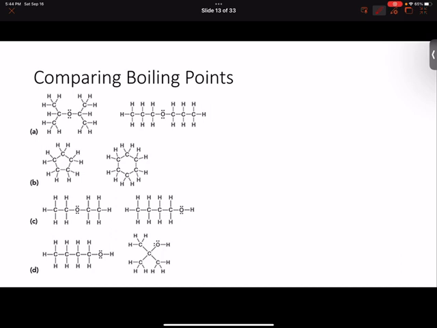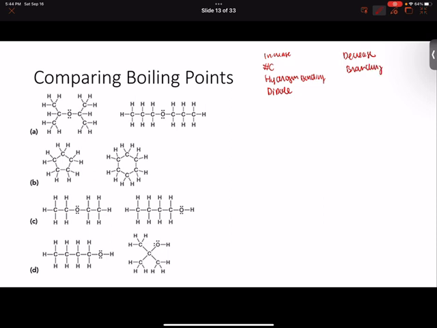And now we're going to compare boiling points. So let's see. We know number of carbons is going to increase it. Number of carbons, then hydrogen bonding, right? Maybe dipole interaction as well. Then what's going to decrease is branching. So we have to think about those factors.